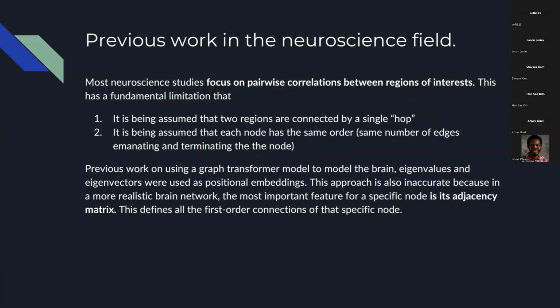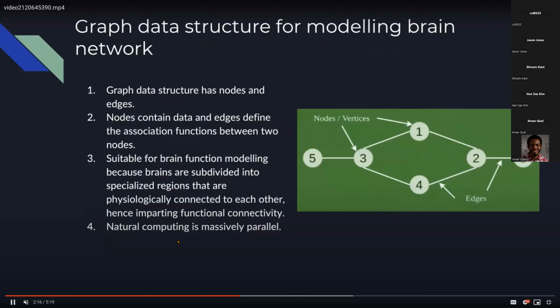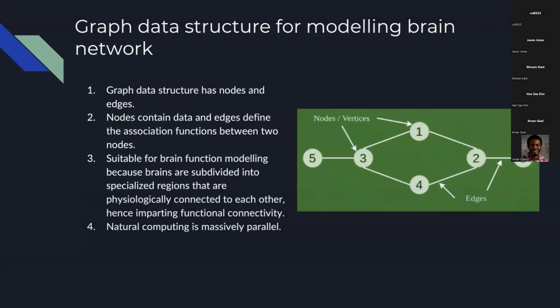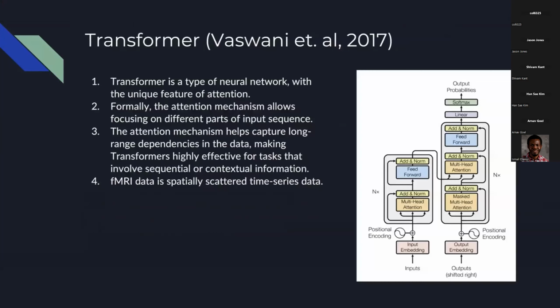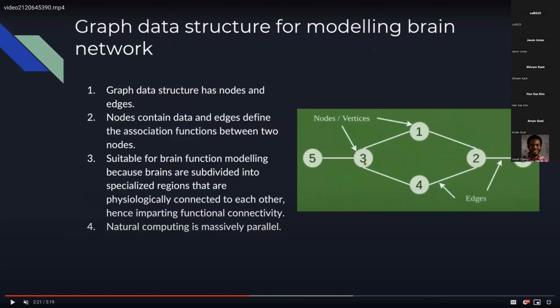In order to consider this fact, it is appropriate to model the brain network in the form of a graph. This is the overall graph data structure. Here we can see that each node consists of some data, and the edges define how the data correlates to each other. We can use this sort of data representation to model the time series data of the brain, and in order to learn the high level representations of the functional organization, we can use a transformer.